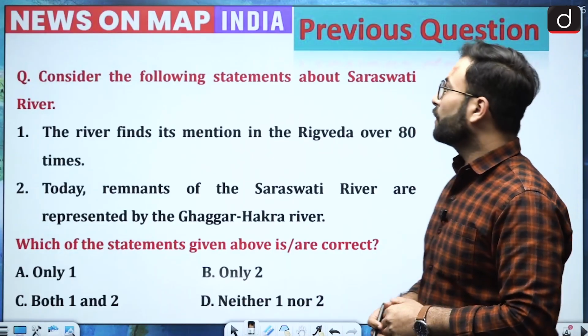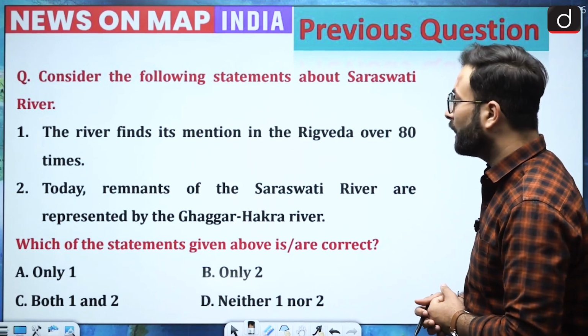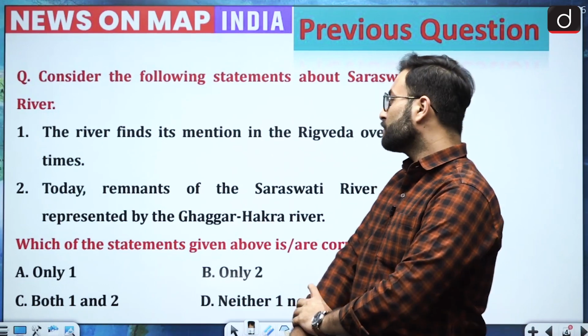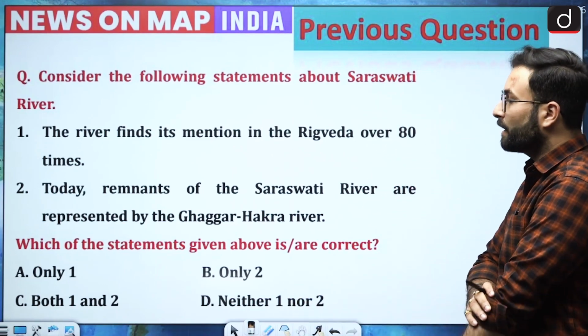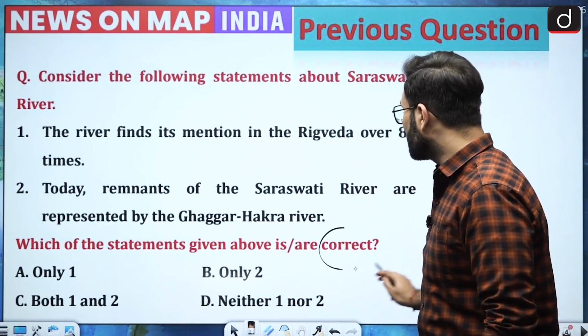Now let's start with the practice question which was given to you in the previous lecture. The question was: consider the following statements about the Saraswati river. The river finds its mention in the Rig Veda over 80 times. Today, remnants of the Saraswati river are represented by the Gaggar-Hakra river. They are asking which of the following statements are correct.